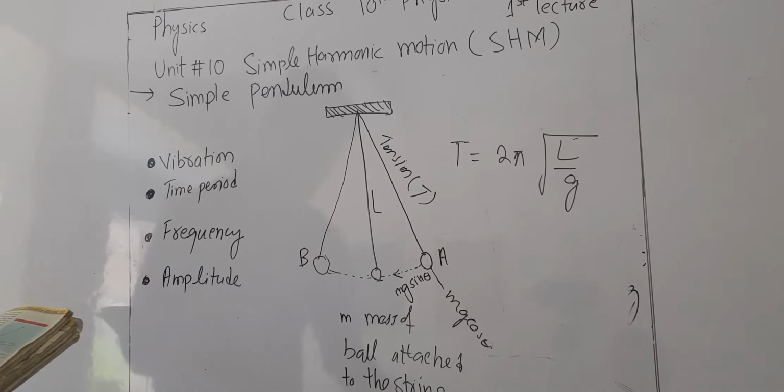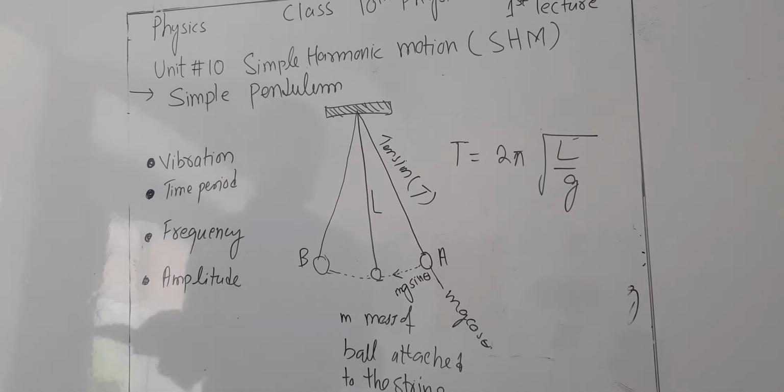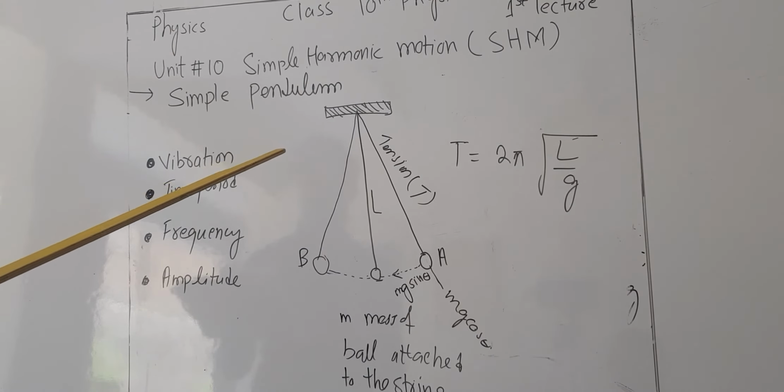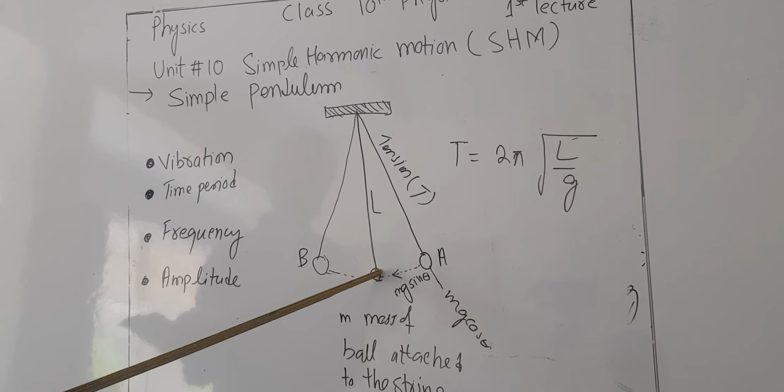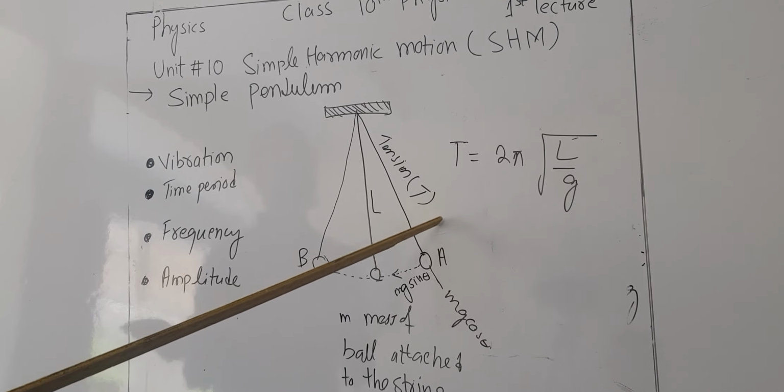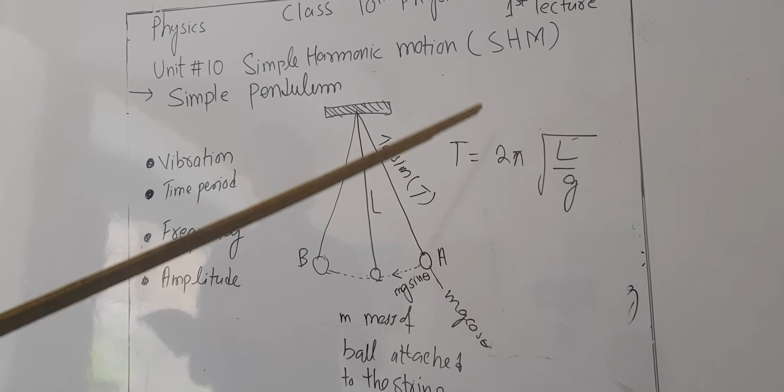Students, now we will discuss the different terms associated with simple harmonic motion. For example, vibration. A complete round trip of a vibrating body about its mean position is called a vibration. For example, when this ball moves to the position A, then to the position B, and back to the position A, this is one complete round trip and it is termed a vibration.